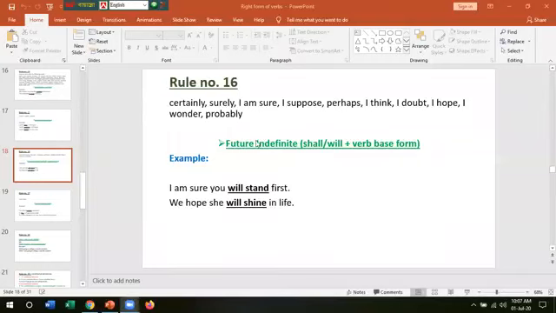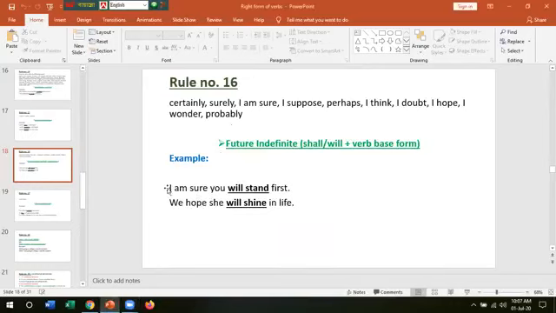I'm repeating, if there is certainly, surely, these are all adverbs, I'm sure, I suppose, perhaps, I think, I doubt, I hope, I wonder, probably, then the verb will be in future indefinite tense. That is, you will have to follow future indefinite tense. Example, I'm sure you will stand first.